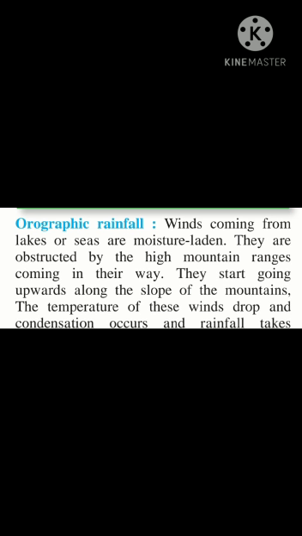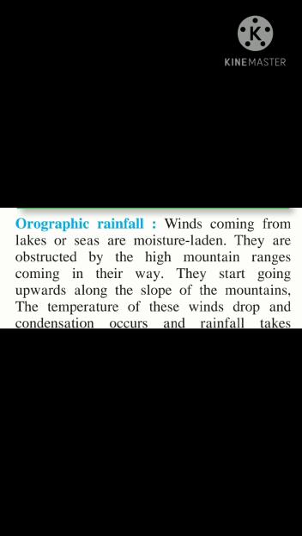Now the second type of rainfall is orographic rainfall. Let us understand what is orographic rainfall. When the phenomenon of rainfall occurs due to obstruction of the mountains, it is called orographic rainfall. Moist air coming from the lakes or seas is obstructed by the high raised mountains, and such winds start moving upward along with the slope of the mountain.